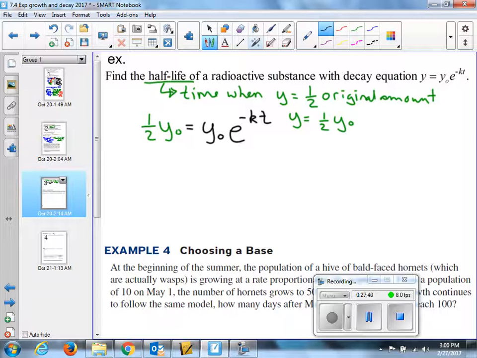What can you do with the y0s? It's just some amount. But it's the same number on both sides, isn't it? What's that? They cancel out, they divide up. So really this becomes, I'm dropping the colors. Oh, divide both sides by y0.